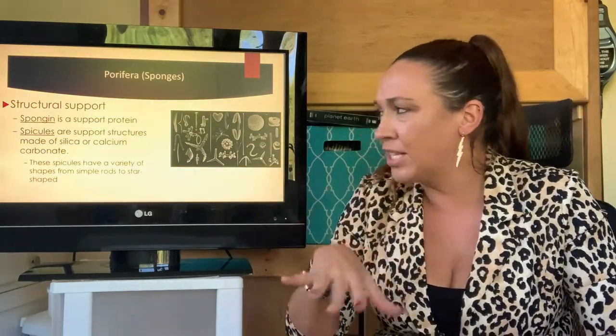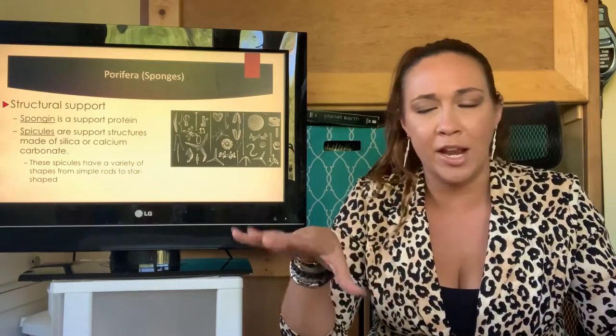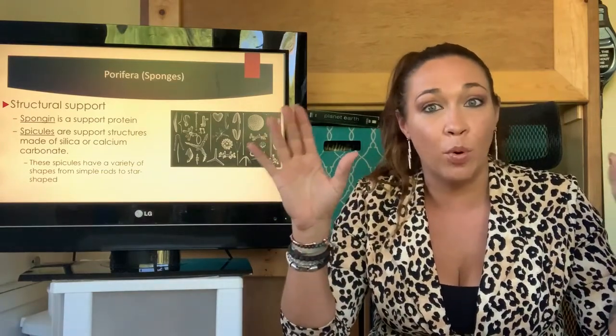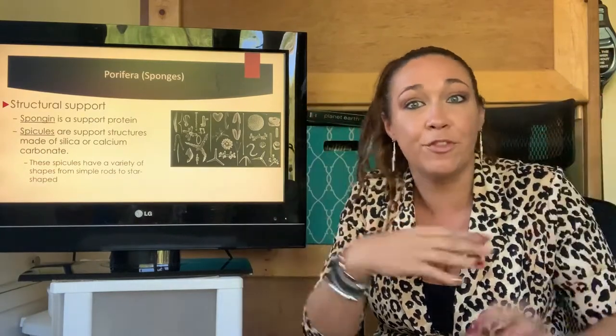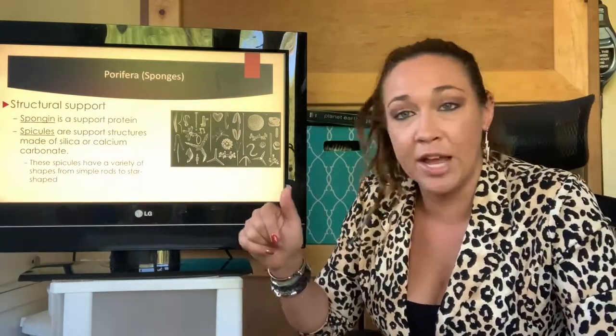Now, these spicules are made of calcium carbonate, and they're used again as support, right? Structural support. So they're basically used to hold up the different types of cells. So we're going to see that in just a second.